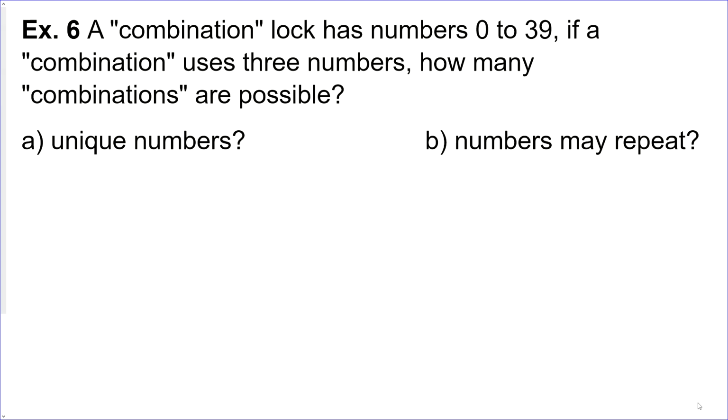A combination lock has numbers 0 to 39. If a combination uses 3 numbers, how many combinations are possible? So the order matters.